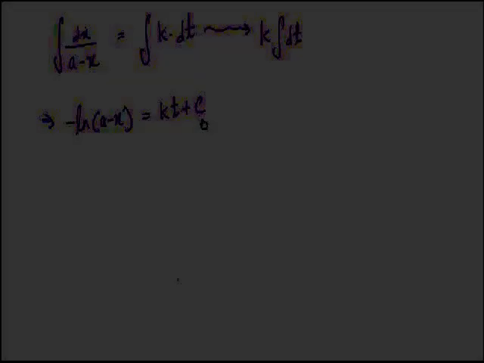So I'll rewrite the previous step. We can always express the right hand side as k times the integral of dt, as k is a constant. We know very well that the integral of 1 upon x is log x. However, the integral of 1 upon a minus x will be minus log of a minus x. So basically it's ln of a minus x into minus 1, and that should be equal to kt plus c, where c is the constant of integration.